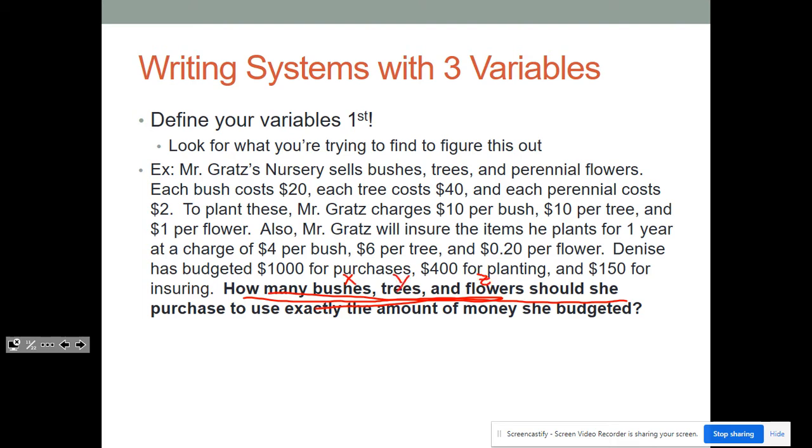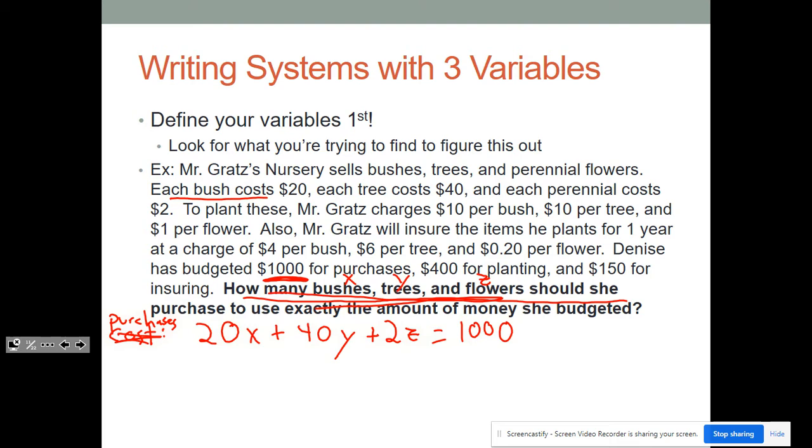All right? And then just write equations for each piece of information I have. So I have just buying them. So that's going to be my first equation. So for purchases, if bushes are X, trees are Y, flowers are Z, you've got 20 per bush, 40 per tree, and then the perennials, the flowers are $2, so 2Z, and then she has 1,000 budgeted to make those purchases. Okay, so that's one equation.